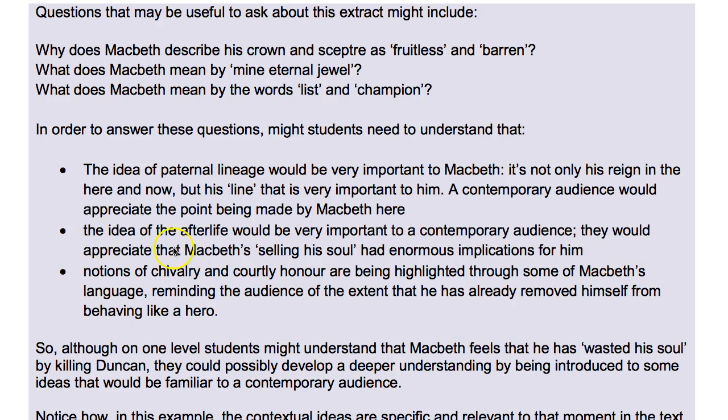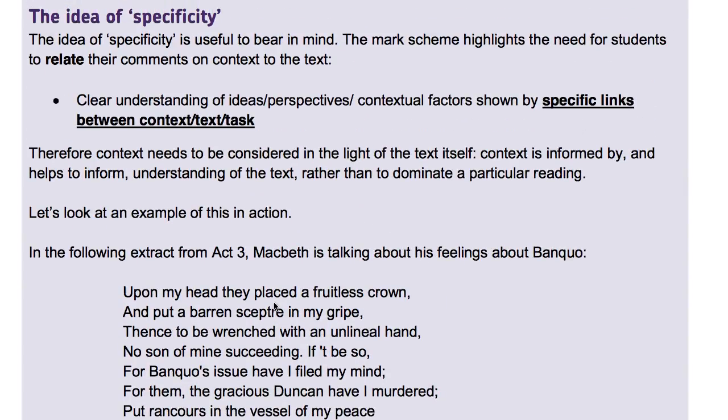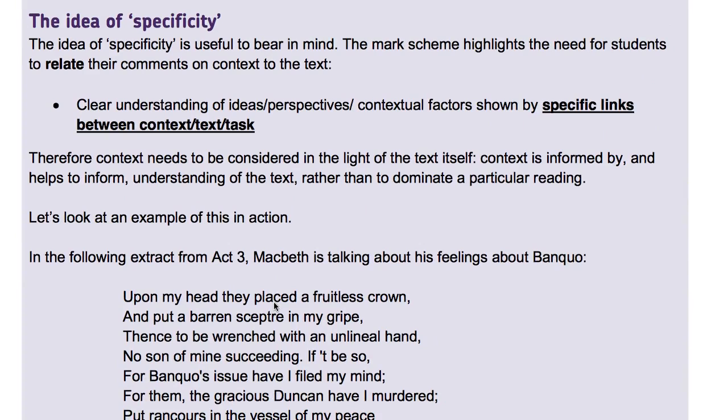From Henry VIII. The idea of the afterlife would be very important to a contemporary audience. They would appreciate that Macbeth selling his soul had enormous implications for him, because they'd believe in these ideas about heaven and hell. The notions of chivalry and courtly honour, which come from the jousting idea up here, are being highlighted through some of Macbeth's language, reminding the audience of the extent that he has already removed himself from behaving like a hero. I didn't make absolutely clear that that's what the question was about.